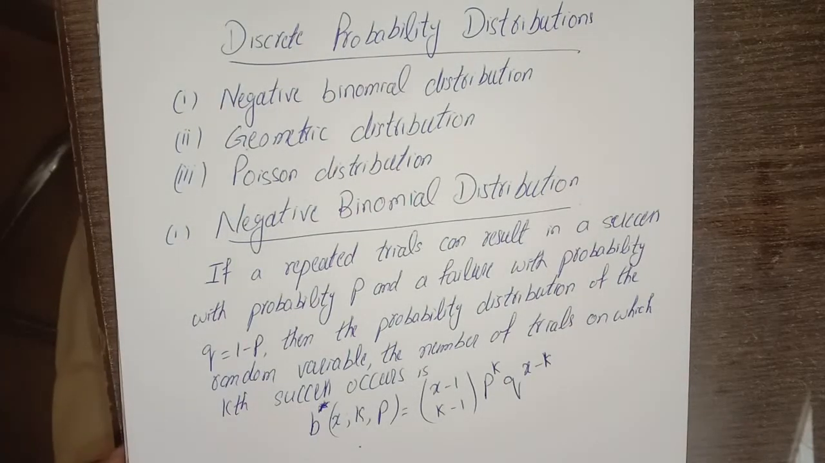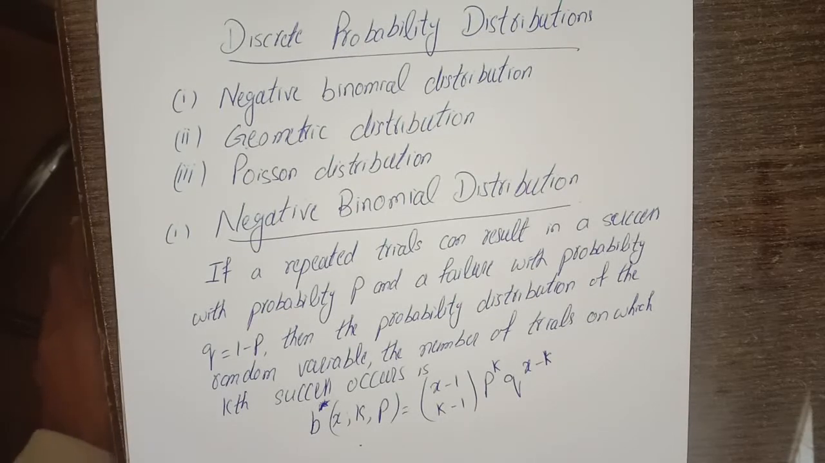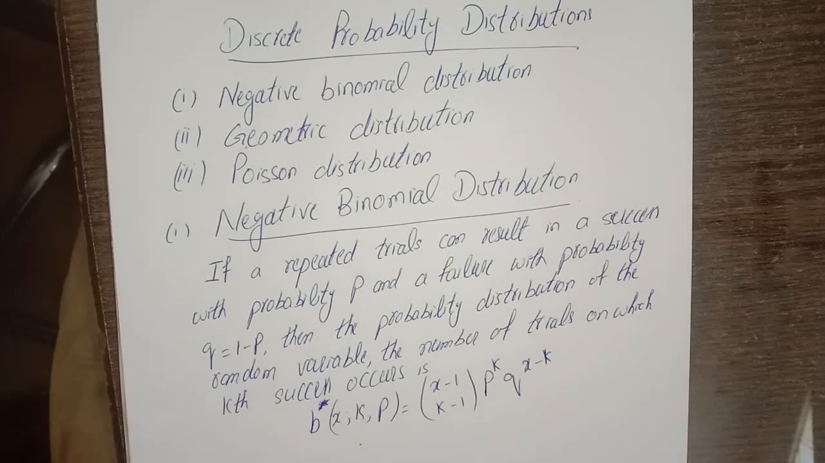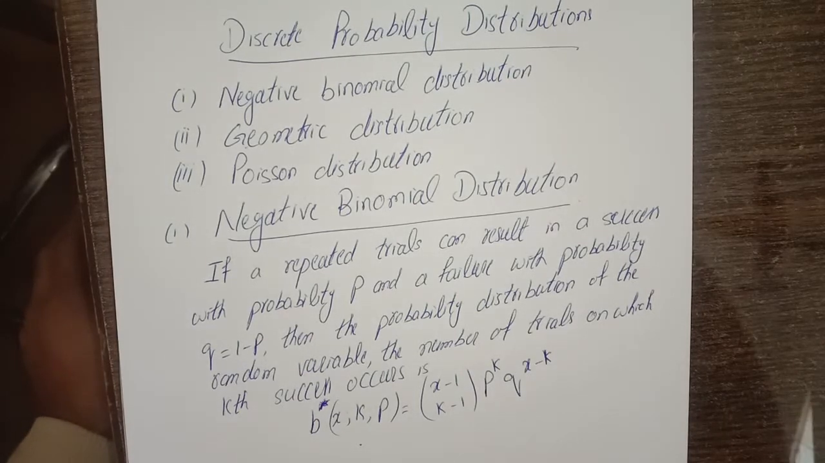As I have told you earlier, in case of a binomial distribution, the random variable represents the number of successes, and in case of a negative binomial distribution, the random variable represents the number of trials on which the kth success occurs. You have a fixed number of successes, and you want to find out the number of trials on which that success occurs. It is very helpful in different applications.